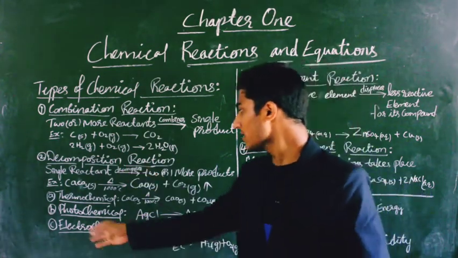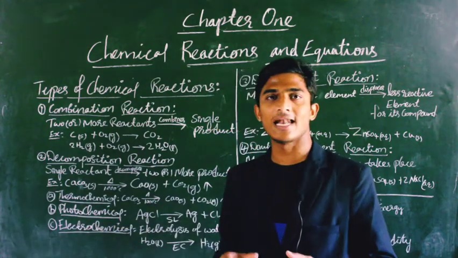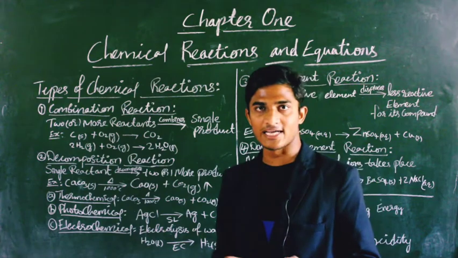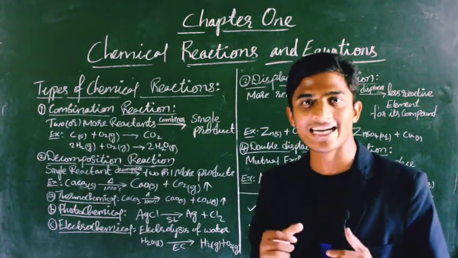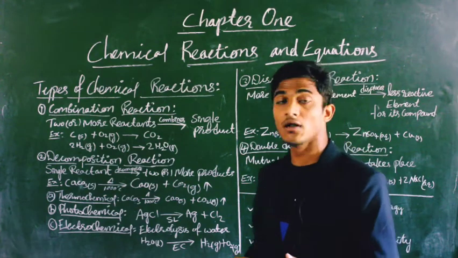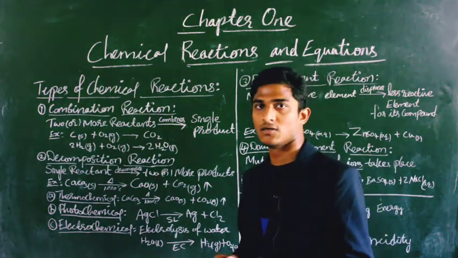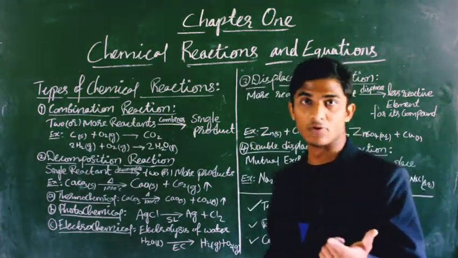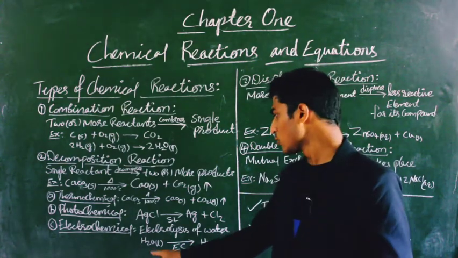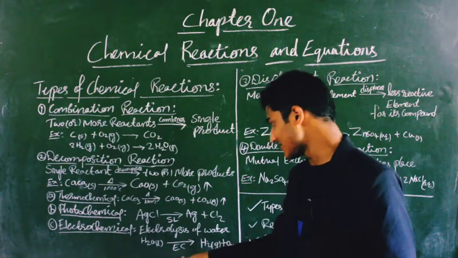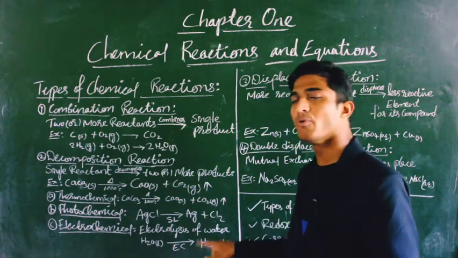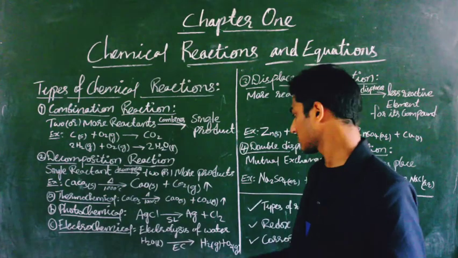Coming to the third point, electrochemical. What is electrochemical reaction? A chemical reaction that takes place with the help of electricity is known as an electrochemical reaction. Example, electrolysis of water. That is there in your textbook, page number 9. When water, H2O, is treated with electricity, it gives hydrogen plus oxygen. Both are in gas state.